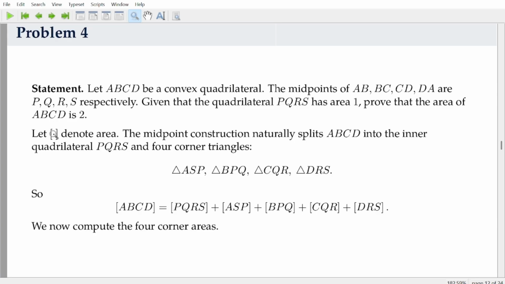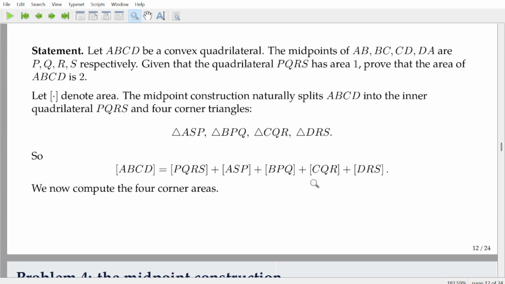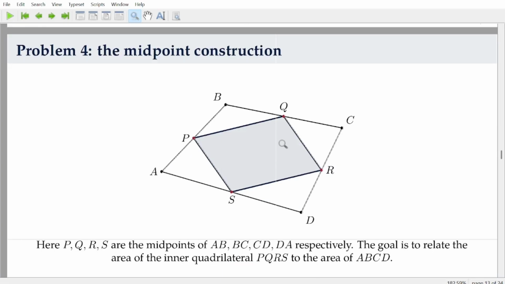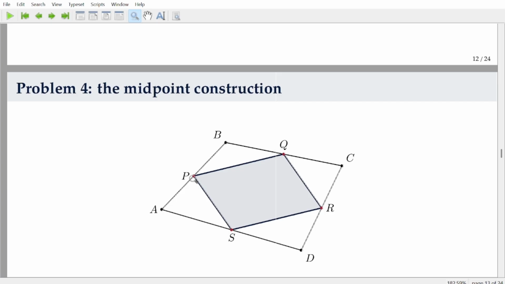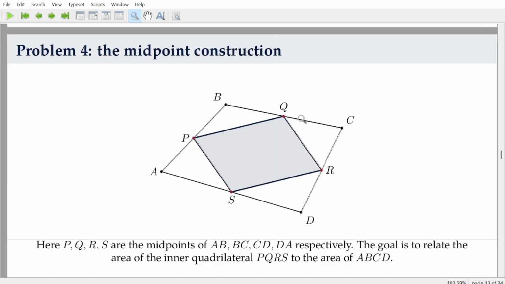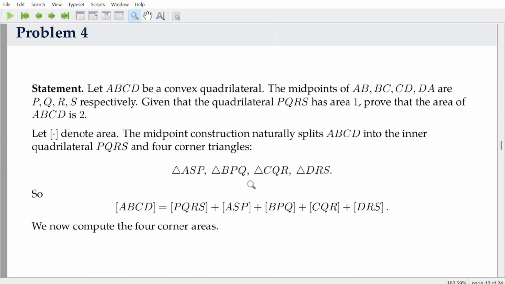If you have a look at the diagram, you'll see that the construction we're told to invoke on our quadrilateral, in terms of the midpoints, gives us these 4 triangles. It splits ABCD into an inner quadrilateral PQRS, which we've shaded here, and 4 triangles. Triangle ASP is this triangle down here. Triangle BPQ is this triangle here. Triangle CQR is this triangle over here. And triangle DRS is this triangle over here. So we have 4 triangles as well as our inner quadrilateral that are formed by the construction they asked us to do in the question.